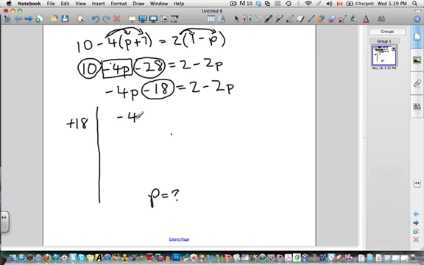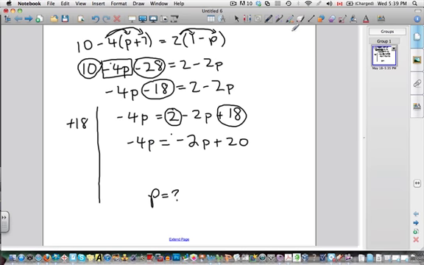So now I have negative 4p plus 18, which will leave me with 0. I have 2 minus 2p plus 18. Now, when you look at this, you can combine these. 2 plus 18 is 20. You could also look at it and go 2 plus 18 is 20 and skip the step I just did. Now I have negative 2p plus 20 on the right and negative 4p on the left. Let's erase this bottom part here. We don't need it. Okay, now I got all the constants on the right side, but what about these p's?